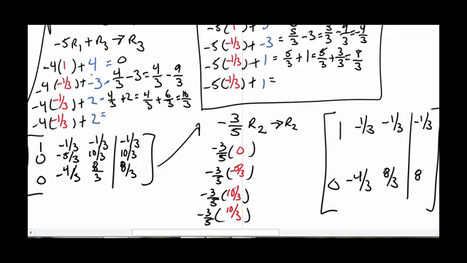8 thirds and 8 thirds. Okay, so what do we get for this one? We get 0, perfect. The 3's divide out, the 5's divide out, we're left with 1.